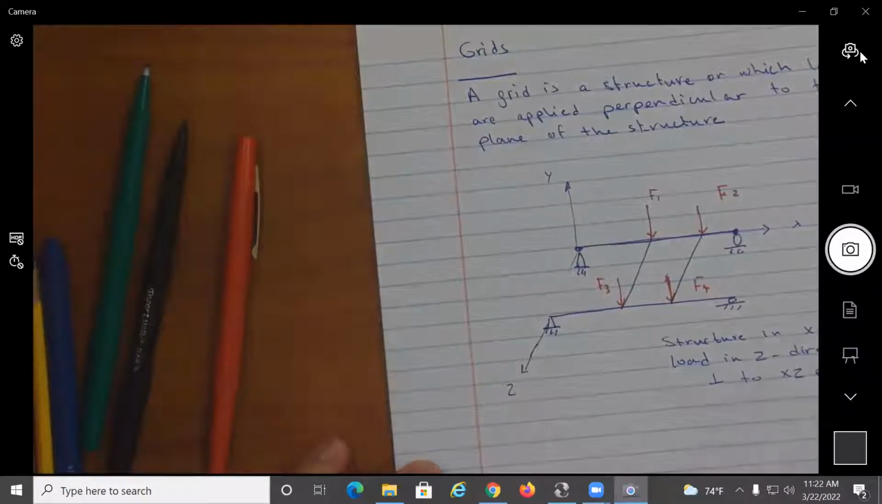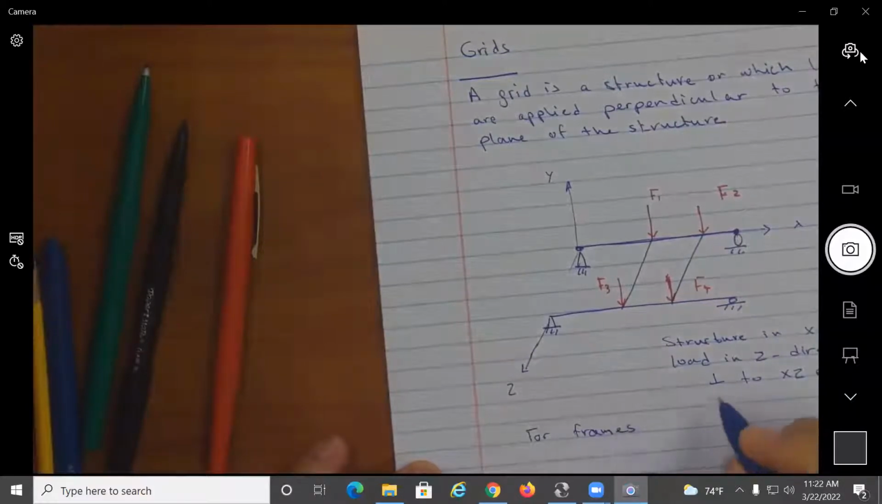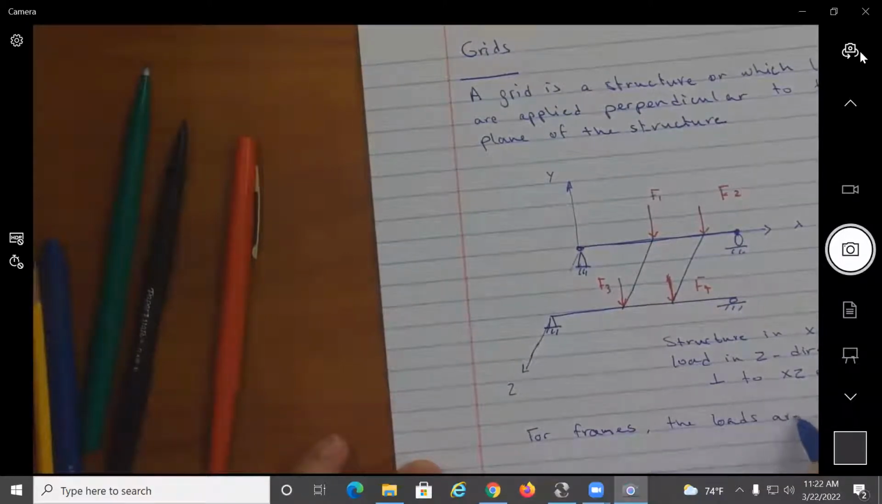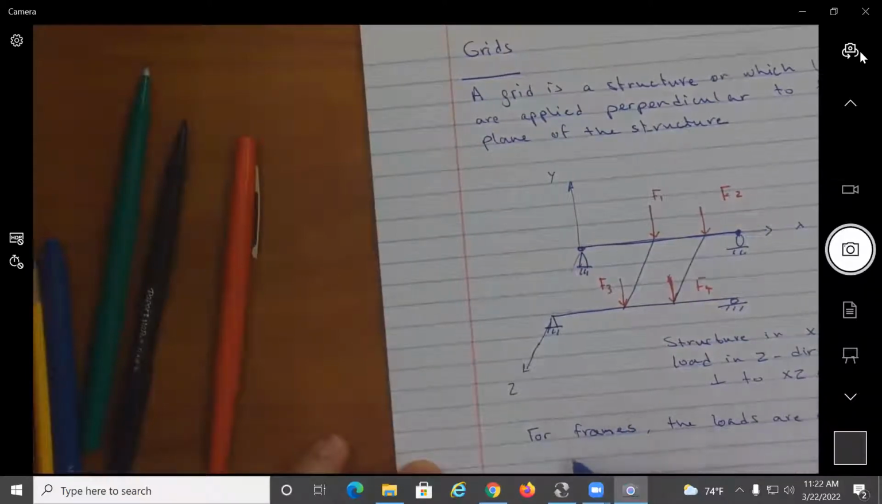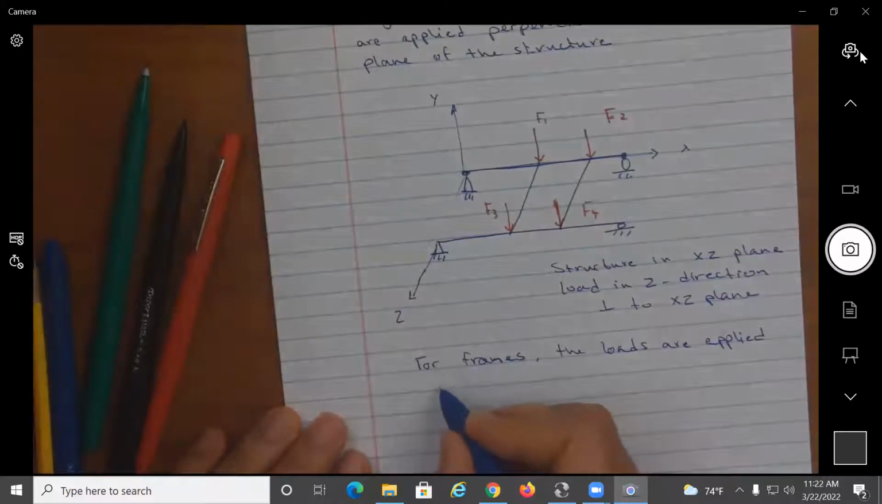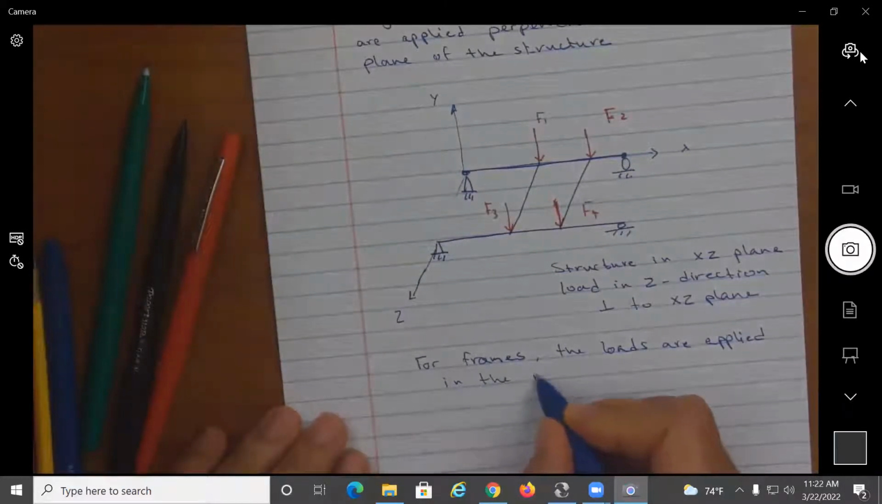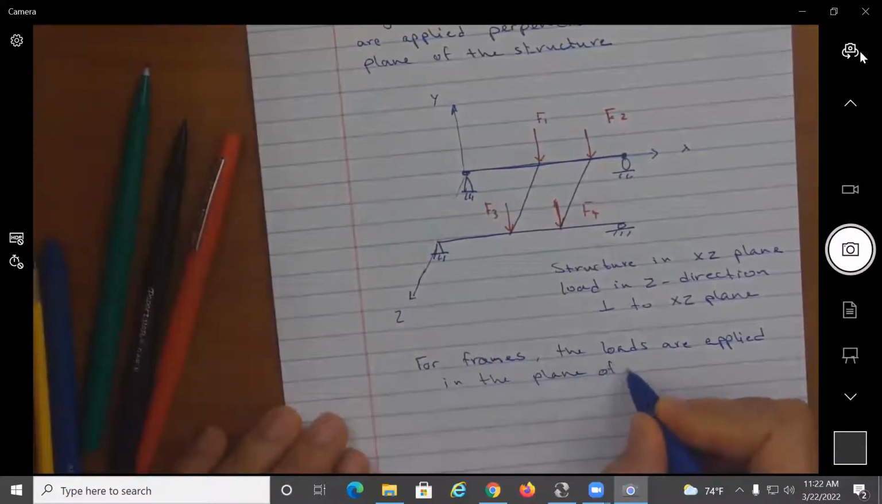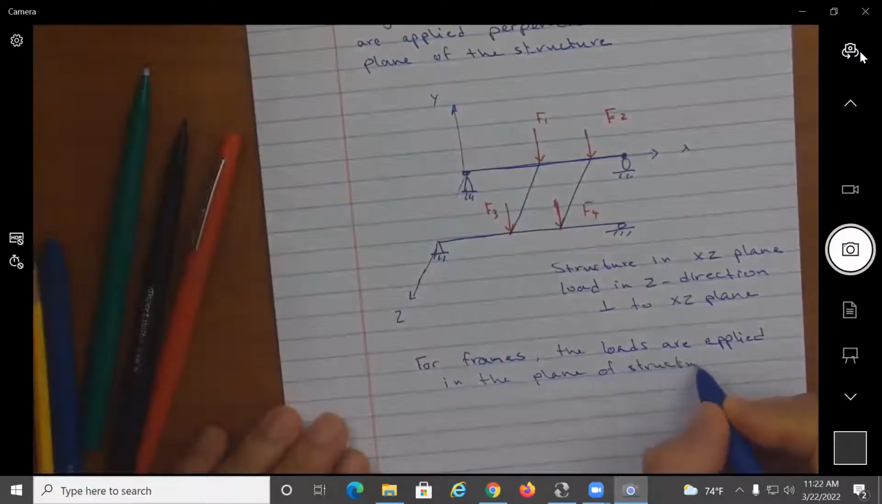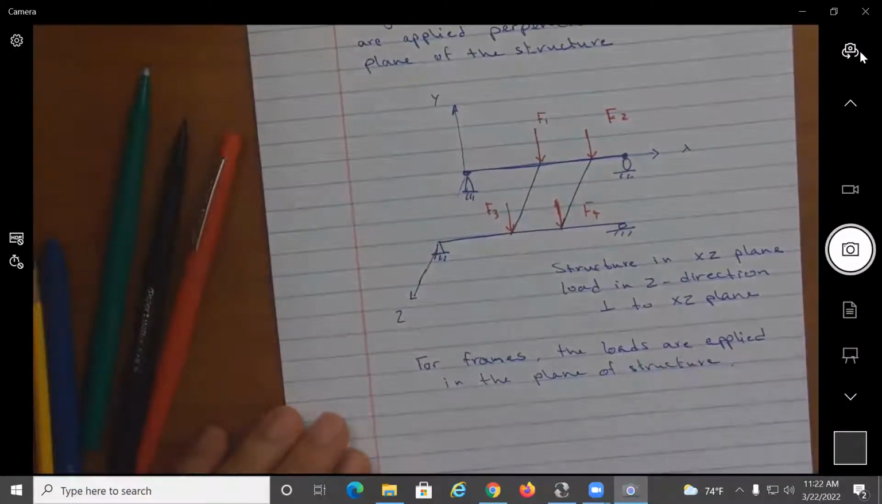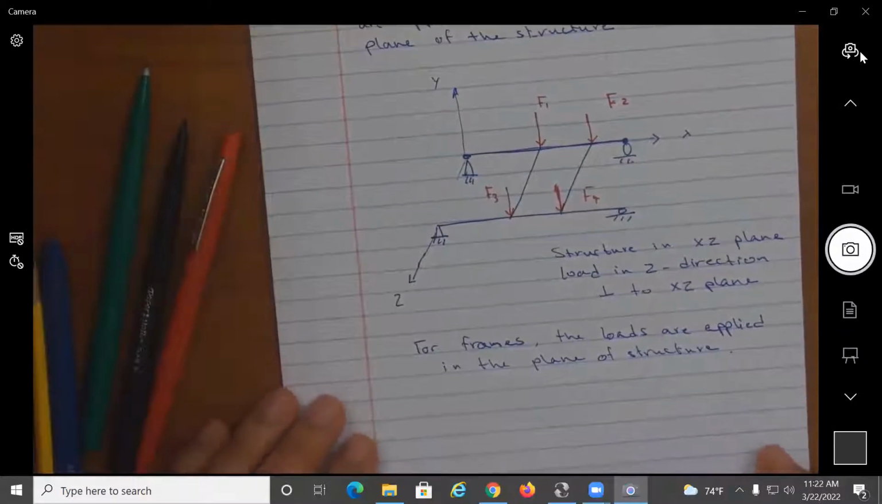And for frames, the loads are applied in the plane of the structure. So just so that you can compare, you see the difference.